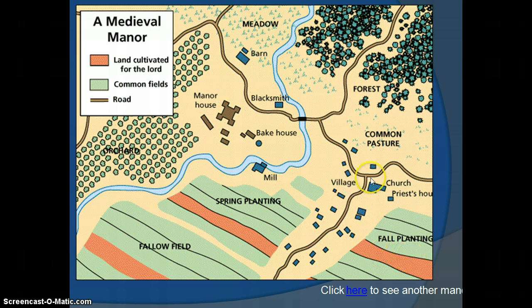We see the village, we see the church, the priest's home, the mill where they're going to grind the wheat into bread, the bakehouse where they're going to make it into bread, the blacksmith that will make the iron tools, the barn, there's the house. So here's an example. You're also welcome to click on this diagram, and it's just another more detailed diagram of what a manor looked like.